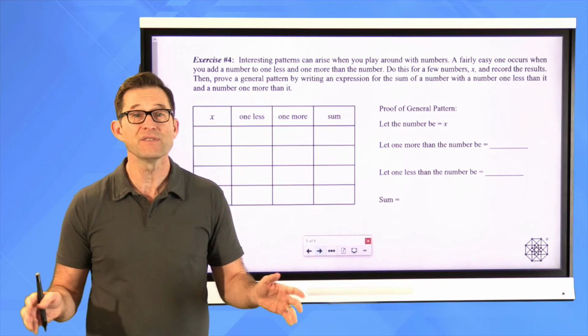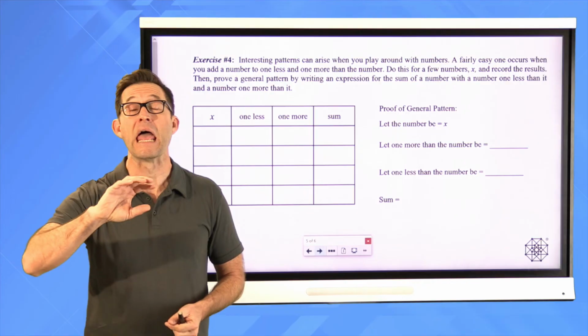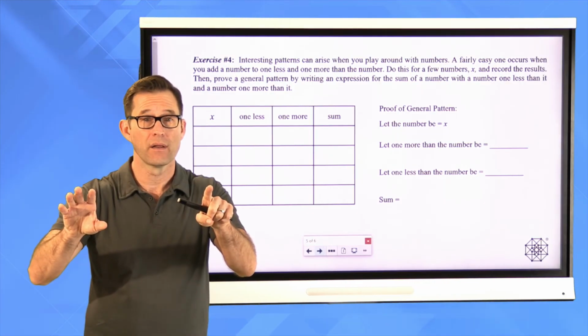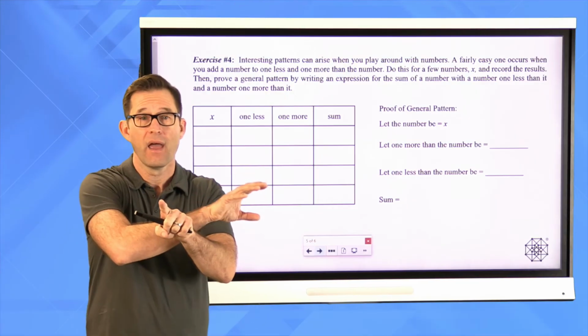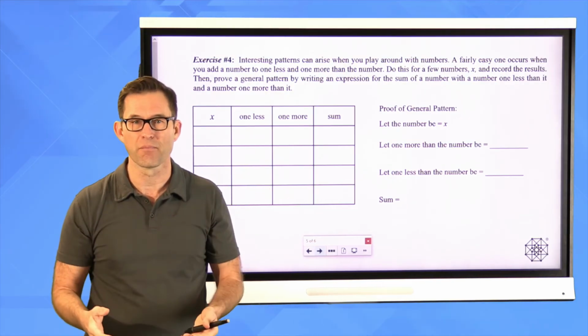All right, so this is really cool. I'm claiming that if you pick any number, I mean any number, and then you find a number that's 1 more than it and 1 less than it, and you add those 3 together, you'll get some kind of interesting pattern.